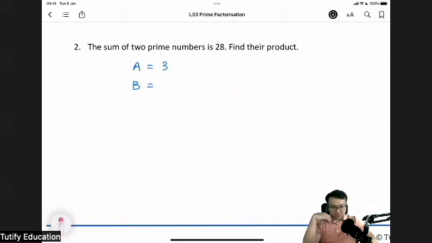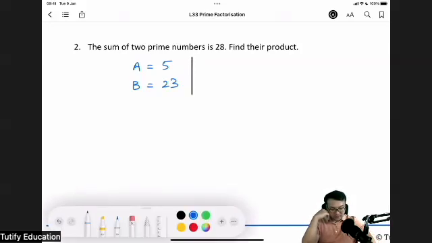Yes, 25 is not prime. Very good. Then we continue. After 3 is what? Prime number 5. 5 plus 23. Are these both prime numbers? 23 is a prime number. Okay. So can we have this answer? Yes, very good. Can we try to find other possible answers?